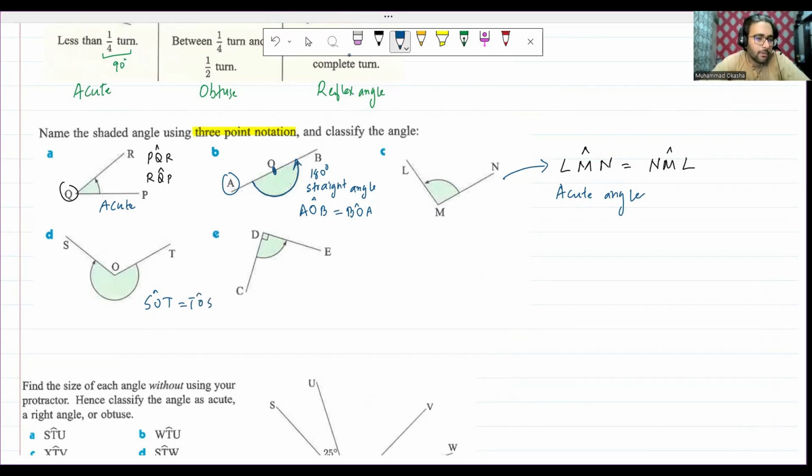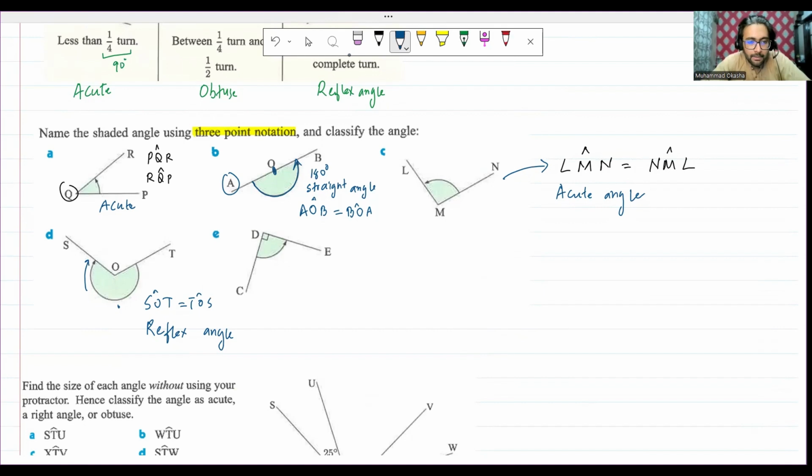I'm going to write it this way. TOS. And we can already tell that if it were this angle, right, starting from here, ending all the way up to here, this would have been 180 degrees, right? This has definitely increased, surpassed 180 degrees. So this is a reflex angle. Okay.